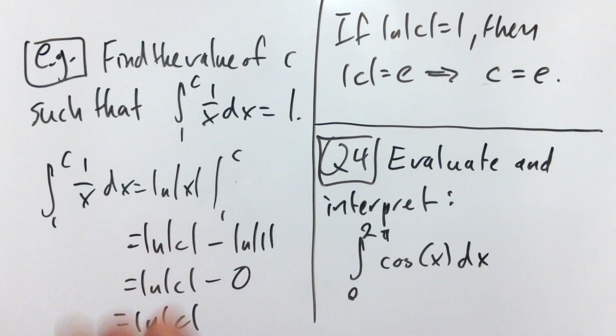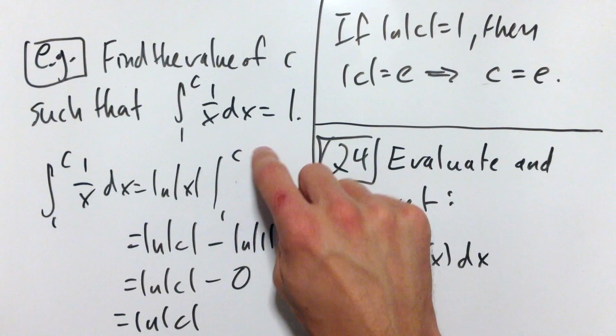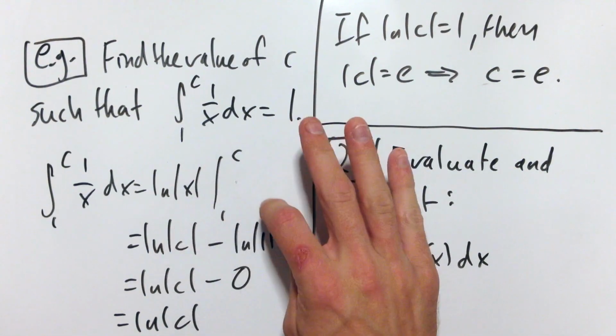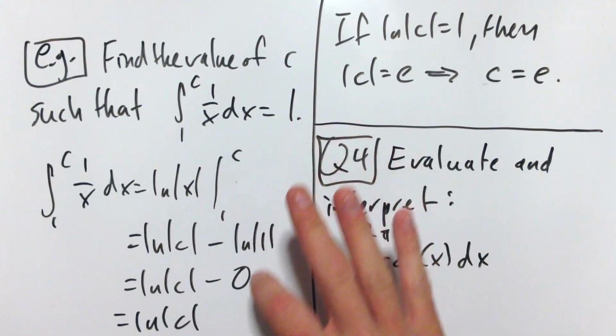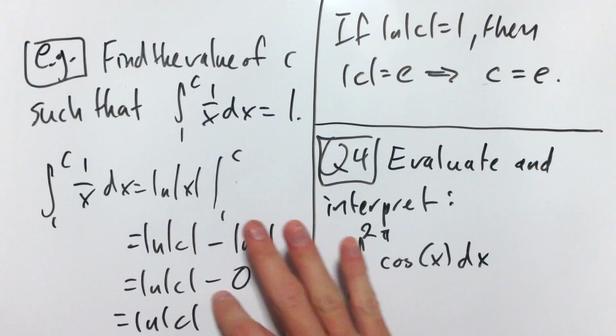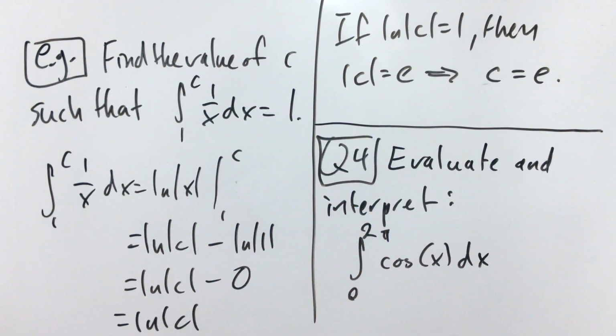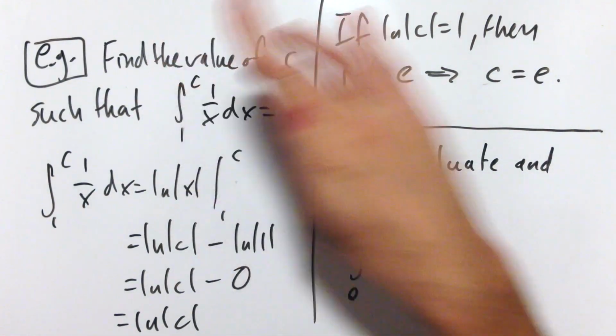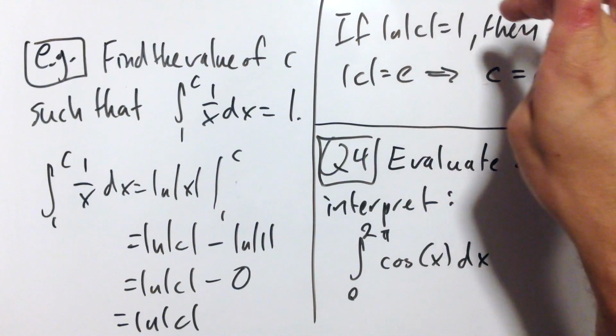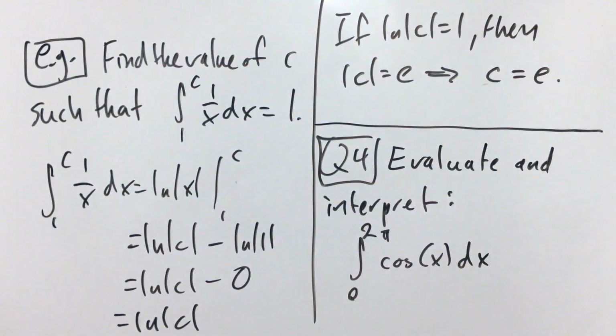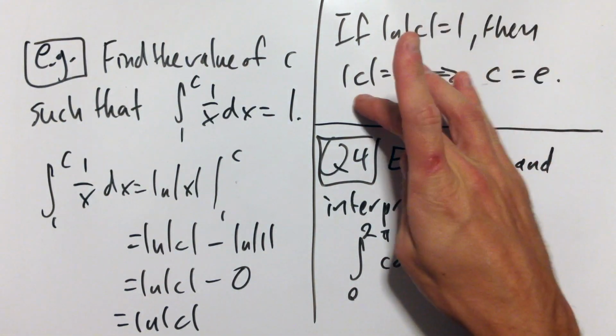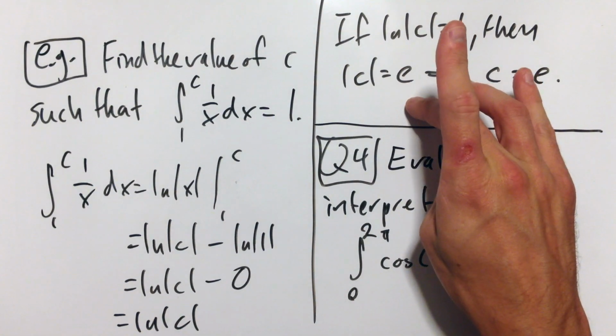An antiderivative of 1 over x is the natural log of the absolute value of x. And this is going from 1 to c. So I plug in c and I plug in 1. And I get the log of the absolute value of c minus 0 because the log of 1 is 0. So I'm just left with the log of the absolute value of c. So this area is equal to the natural log of the absolute value of c. So 1 is equal to that. If that happens, then c has to be equal to e, because the natural log of e is equal to 1.